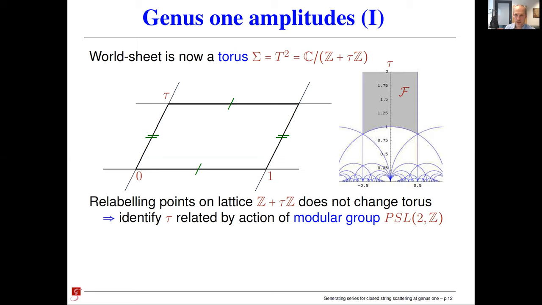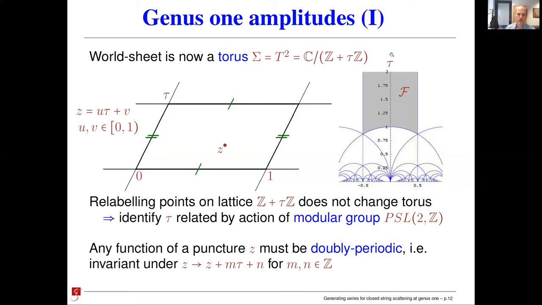Okay, so this is one thing. Just in terms of what the torus is, we already see we have some more freedom at genus one, namely this parameter tau. Let's talk about putting operators on the torus. So we have to pick a point z, which is somewhere on this region. And this puncture z, you can label, for example, using the coordinates U and V, which are just in the unit interval to label how far along you go along these two axes.